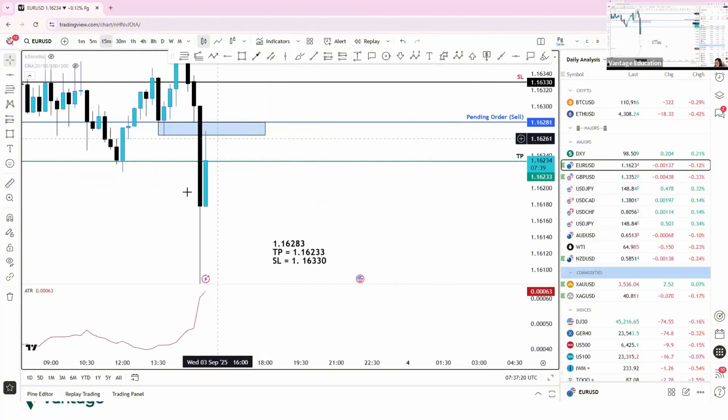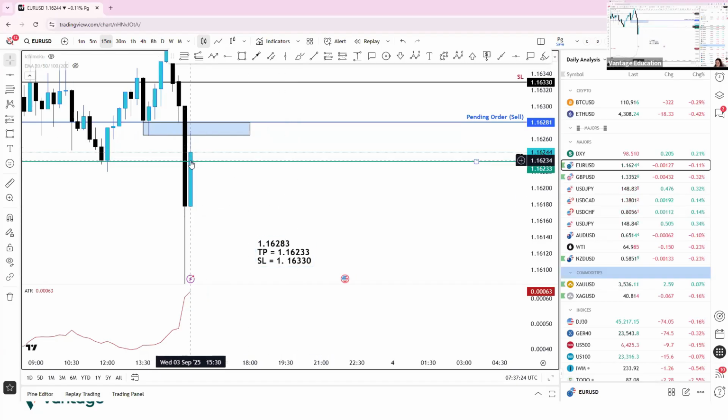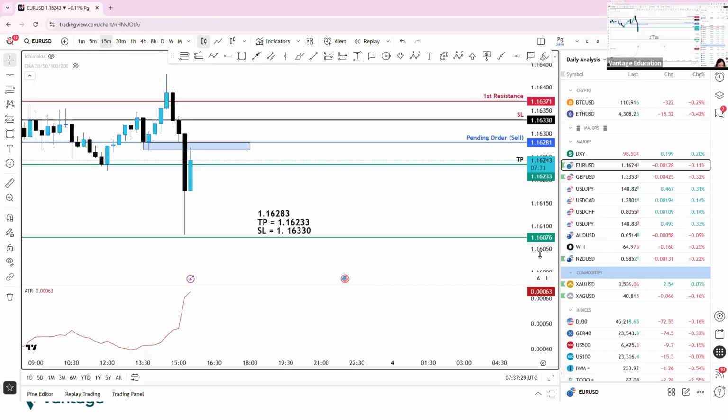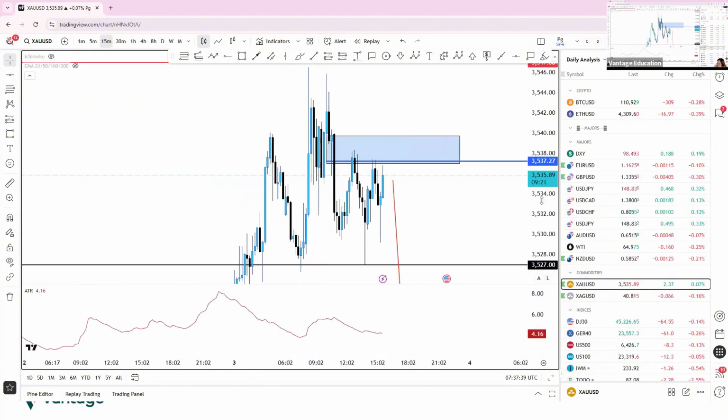Let's just say it's already hit your TP, right? You can see that it already hit your profit. It's like TP here. This is just for example. Guys, you can try with other instruments if you want to. Let me go back to XAUUSD.